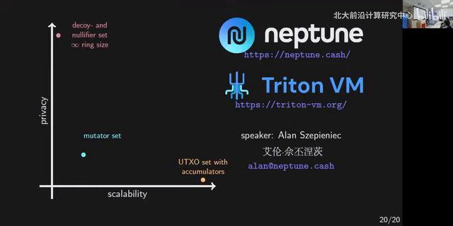So I think with that, I will close. Mutator sets occupy a point on the trade-off curve between accumulators with scalability and decoy and nullifier sets which do privacy.